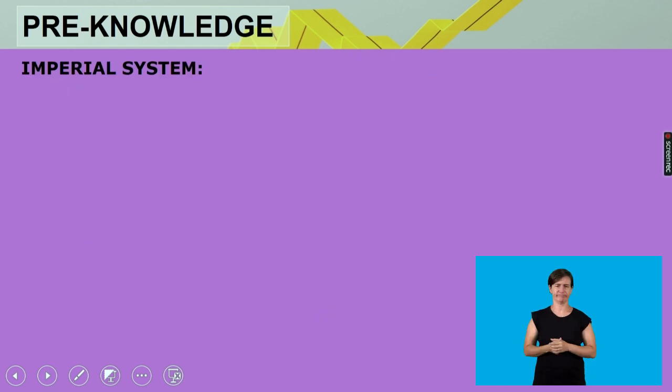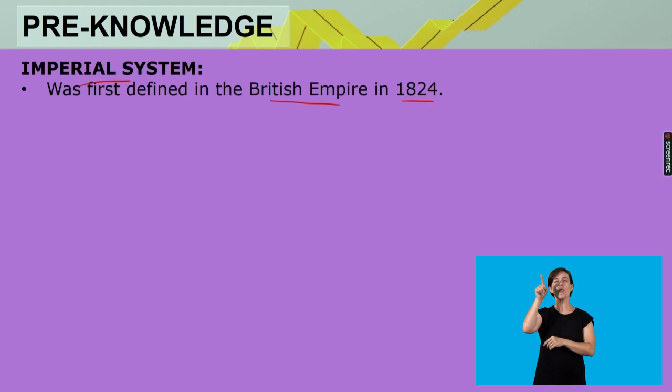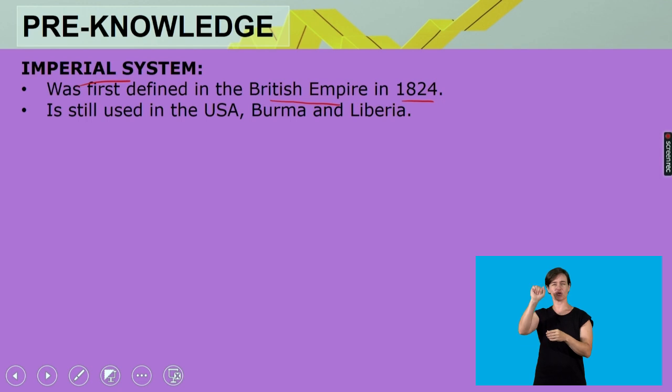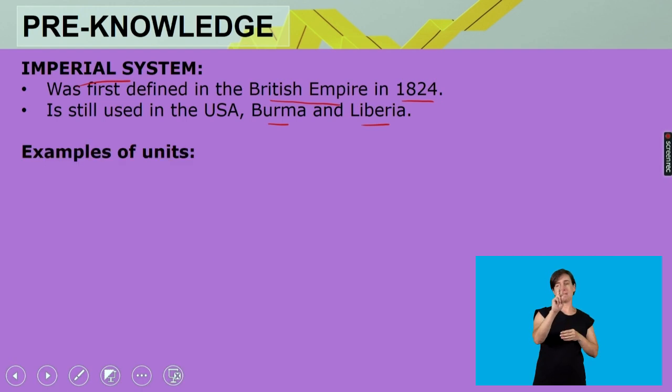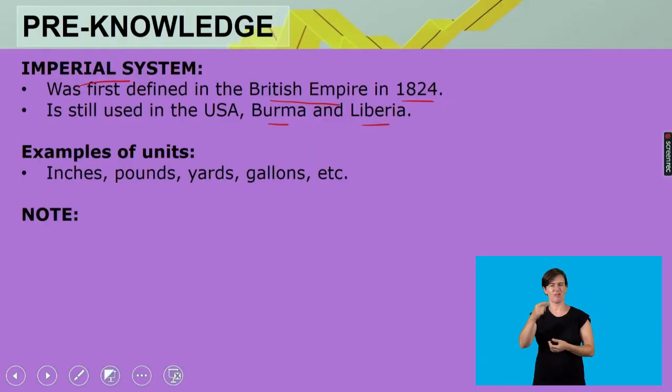Then on the other hand, we have what we call the imperial system. This was first defined by the British Empire in 1824. A bit of history there. It is still used in the USA, in Burma, as well as in Liberia, as I've mentioned earlier on. Examples of units in the imperial system are inches, pounds, yards, gallons, etc. And you'll see some of that as we move on with our lesson.